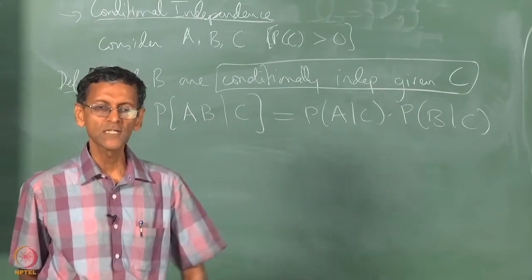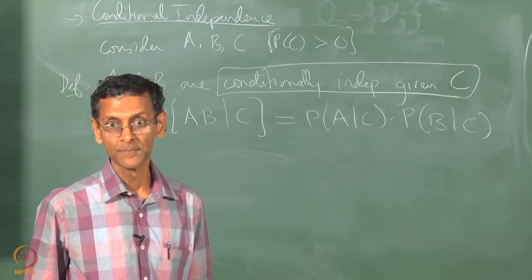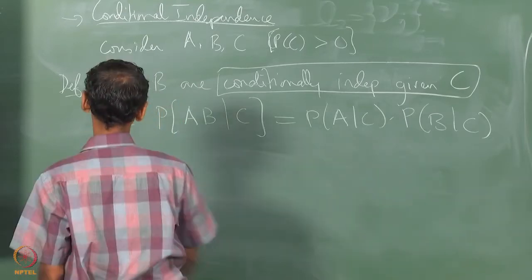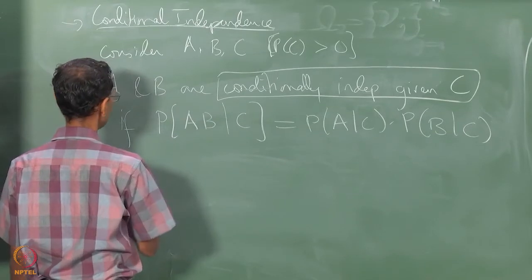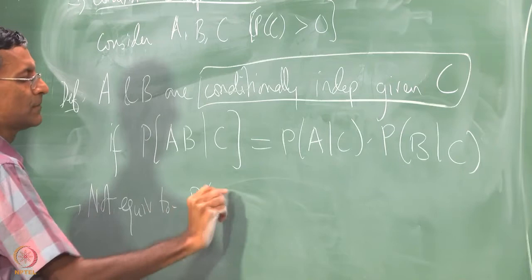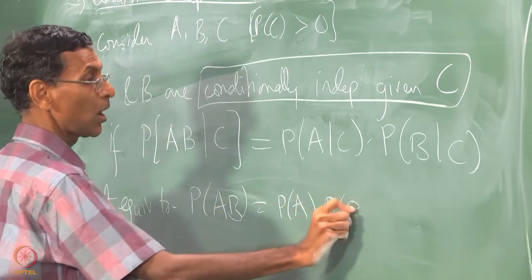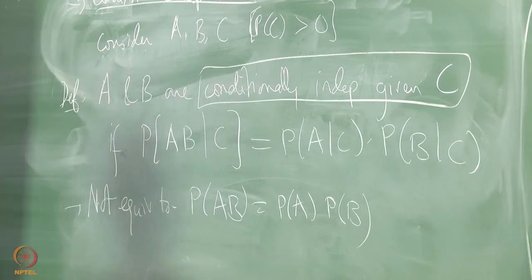Note that this is not the same as the absolute or unconditional independence of A and B. So this is not equivalent to P of AB equal to P of A into P of B. The two are not the same at all. You can have one without having the other.